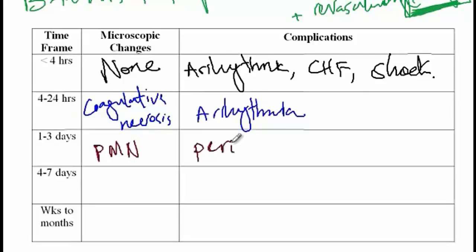In 1 to 3 days, neutrophils will come to the site of myocardial infarction and cause inflammation, and thus they would lead to pericarditis, which presents with chest pain that is relieved when the patient leans forward.